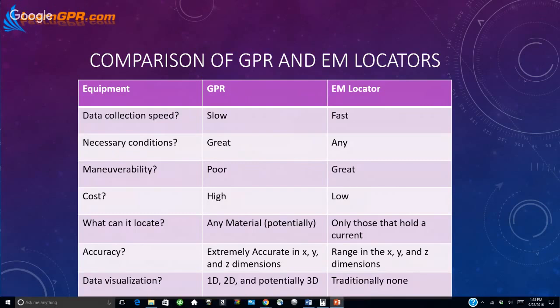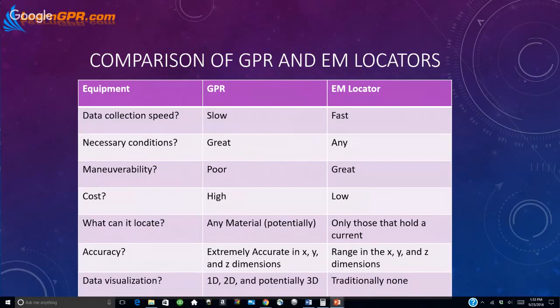Some companies now are combining GPR with EM locating to give you a much deeper and richer data set. And that brings me to my final point, which is, is it an either or, right? GPR versus EM locator? It's not a versus kind of thing. What you can see here is that they both have strengths and they both have weaknesses. And really, it's about using the right tool for the right job, or more appropriately, using both tools for as many jobs as you possibly can.